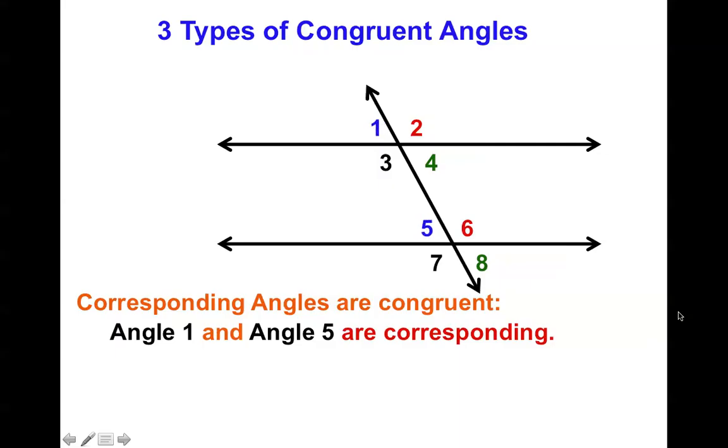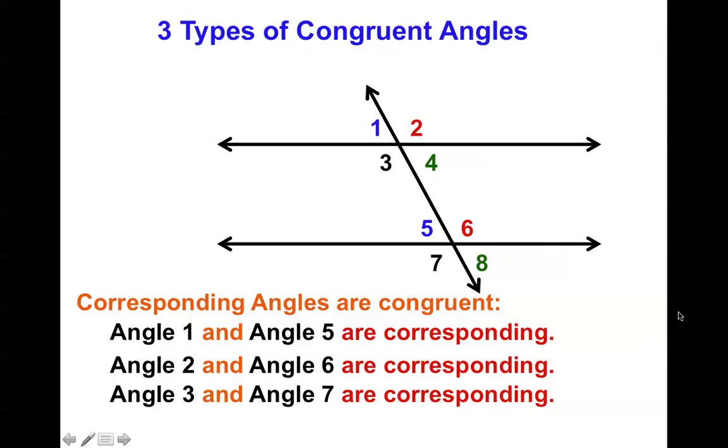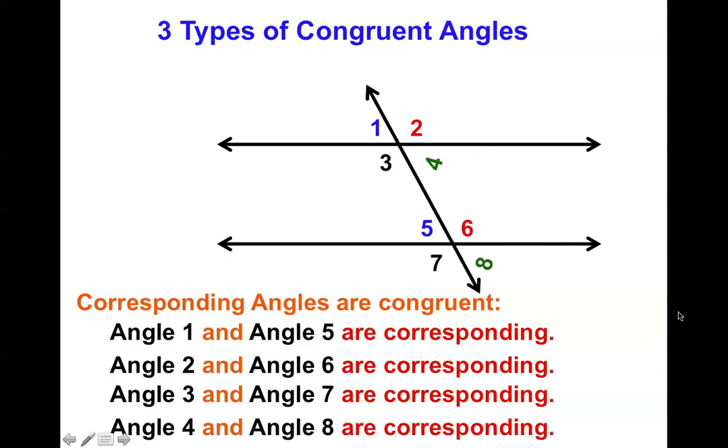Notice how they're corresponding. 2 and 6, 3 and 7, and 4 and 8. All corresponding. And notice corresponding angles are congruent. So we have vertical angles that are congruent and corresponding angles that are congruent.